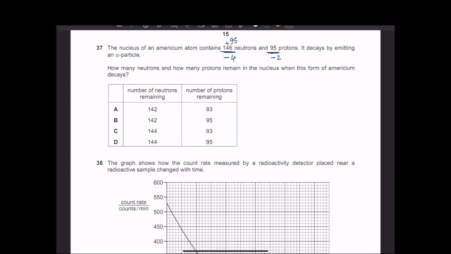So depending on that, for the number of neutrons remaining, I'm going to take 2 neutrons out, only in case of alpha, because alpha is 2 protons and 2 neutrons. So 2 neutrons will be out because of alpha. So this number becomes 144. And the number of protons becomes less by 2, so 93. So depending on that, the right answer will be C. So the mass number will be reduced by 4, the number of neutrons reduced by 2, the number of protons reduced by 2, so the right answer here is supposed to be C.